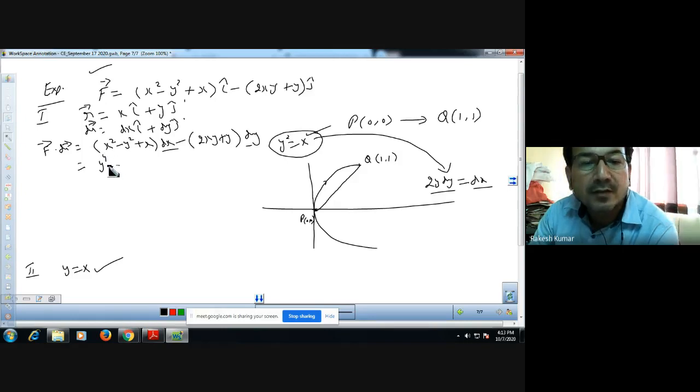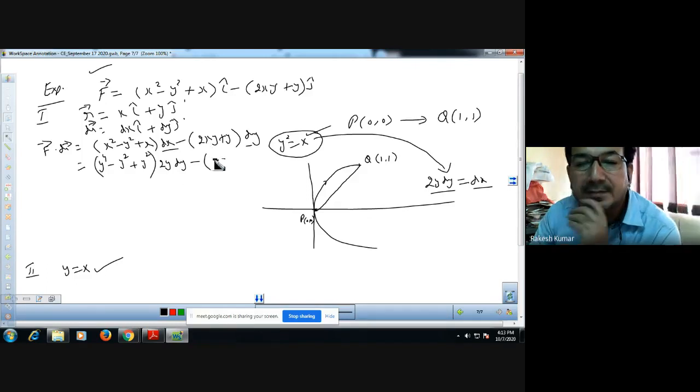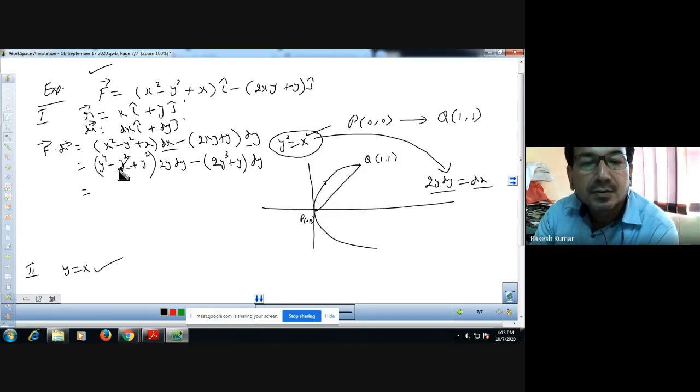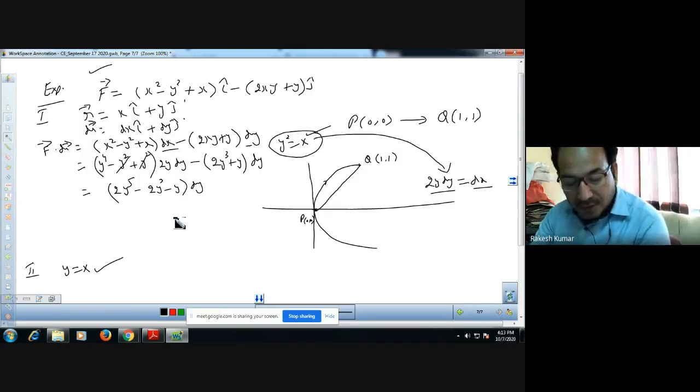So this is y to the power 4 minus y square plus y square into dx. Dx is 2y dy, minus 2xy, that comes out to 2y cube plus y, and dy as it is. So this is cancelled. So this comes out to (2y to the power 5 minus 2y cube minus y) dy. This is your F dot dr.